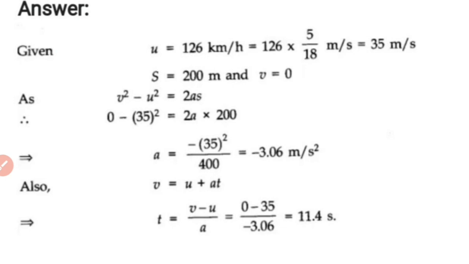Now we are asked to find the time taken by the car to stop. We can use the first equation of motion, v equal to u plus at, or v equal to v0 plus at. t is what we need to find. So 0 minus 35 by minus 3.06, you will get 11.4 seconds.